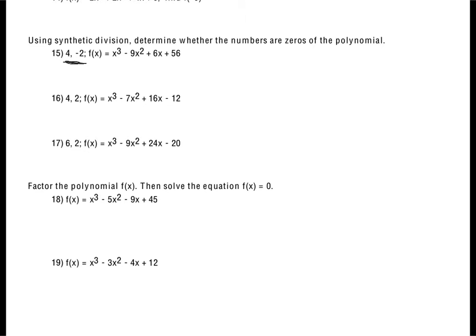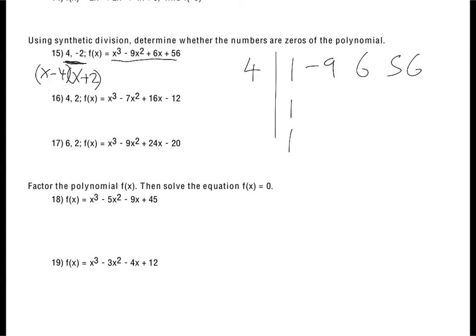If these are x-intercepts, the factors they've come from are x minus 4 and x plus 2. You can see that if you need to write the factors. But anyway, here we go. Let's try 4 in this. So here's the process again. 4. We have 1, -9, 6, and 56.